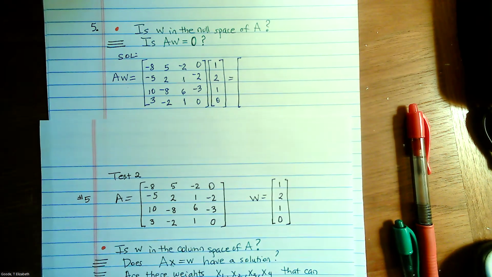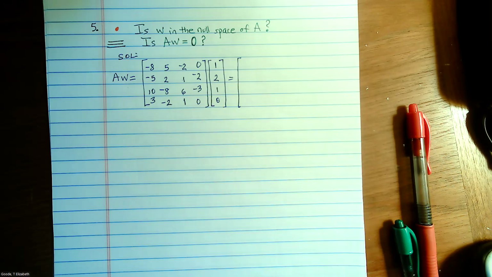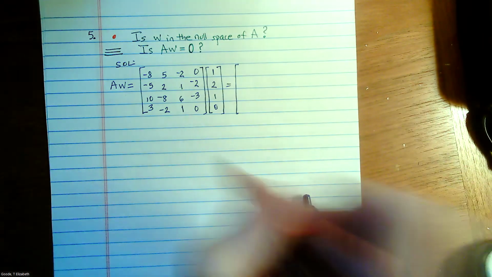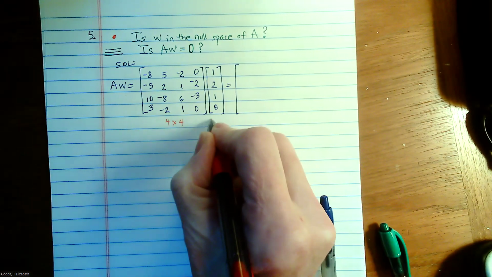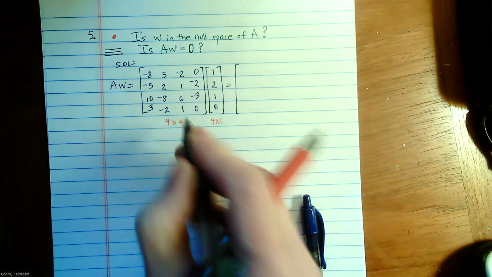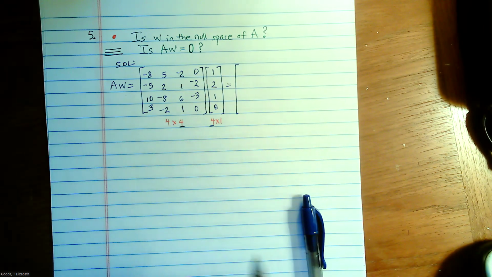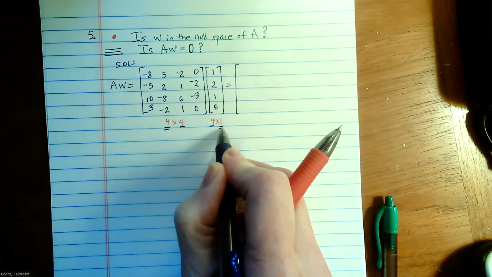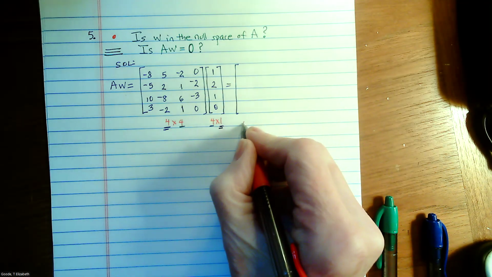So again, using row vector multiplication, we can find those coordinates and see if they're all 0. So we're multiplying a 4 by 4 times a 4 by 1. The inside dimensions match. So this multiplication is defined. And the answer will be a 4 by 1. We're going to get a 4 by 1.